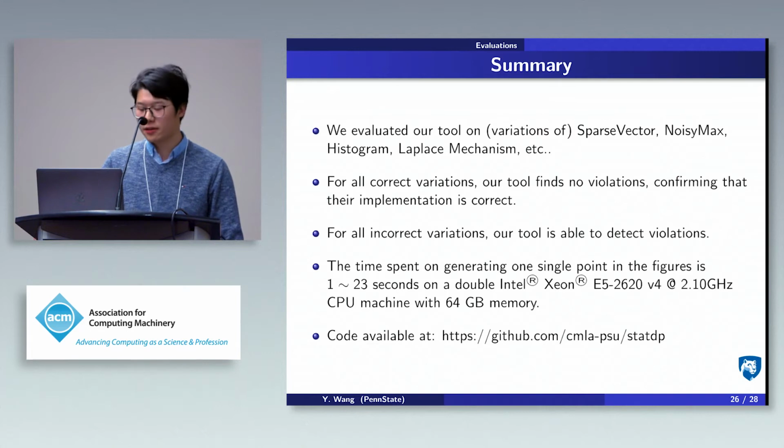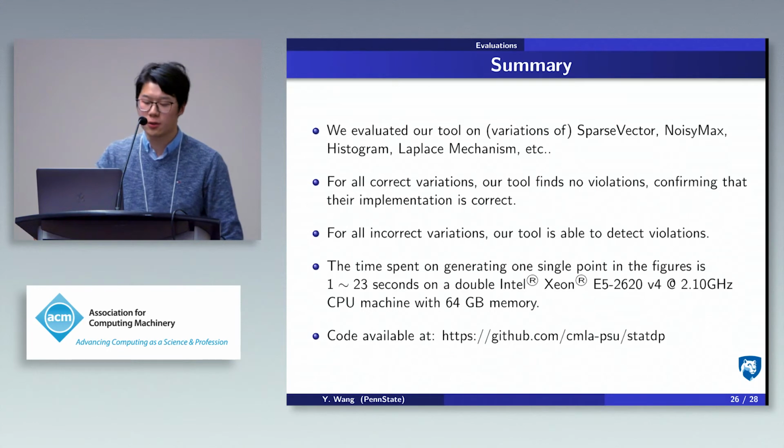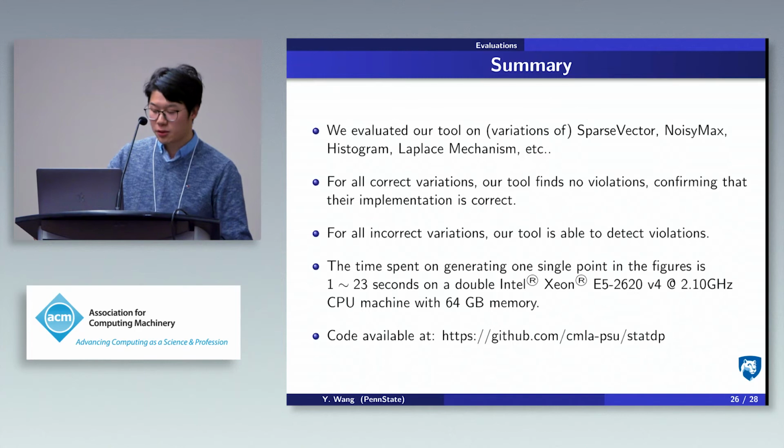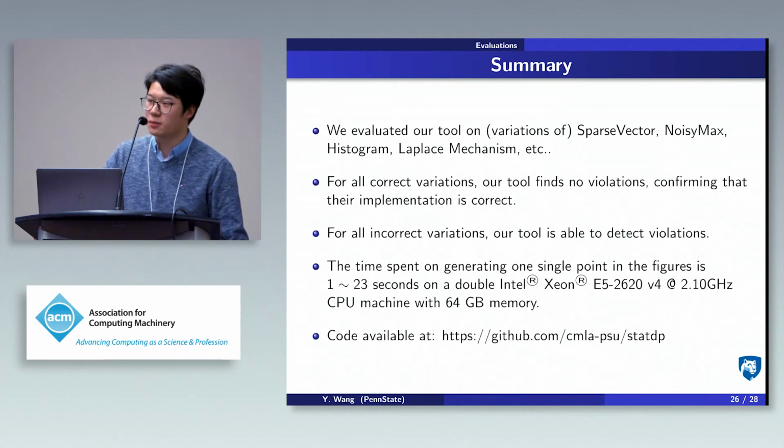We conducted our evaluations on multiple algorithms and their incorrect variants and found no violations on the correct implementations. For all incorrect variants, our tool is able to give a human understandable counterexample for programmer to fix their code. The average time spent on running one detection is within 23 seconds, showing that our tool is fast enough to be used in the development process, and our tool is publicly available on GitHub.